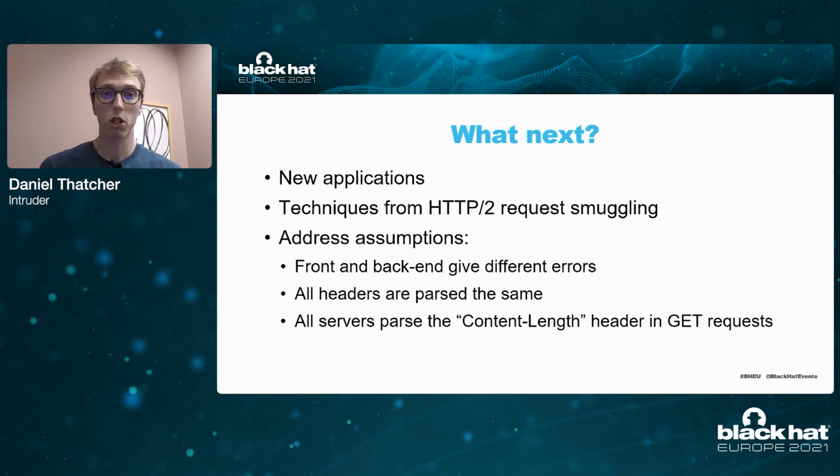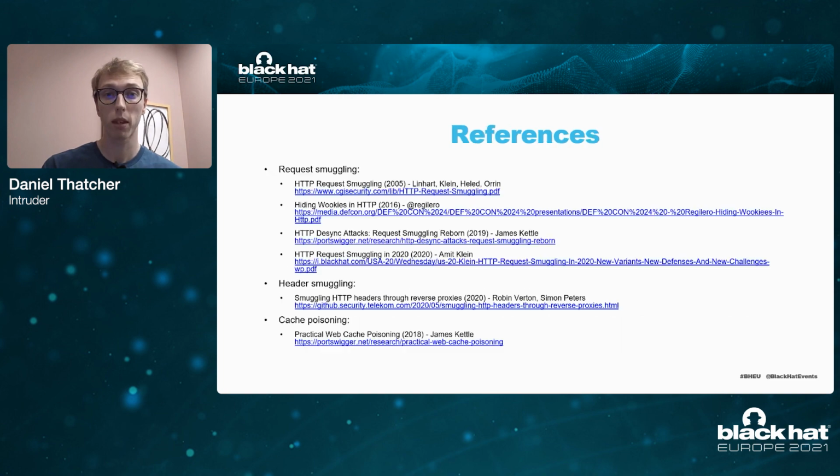I've also made some assumptions in my research which are probably worth addressing. I've assumed that front and back end servers will give different errors to each other. I've also assumed that all headers are parsed the same. So if you find one mutation that works with a content length header, we're assuming it works with every other header, which may not be true, although it generally seems to be. And I've also assumed that all servers parse the content length header in GET requests, which is mostly true, but there are definitely some servers I've seen which don't do this. So those will be missed by the methodology of this research.